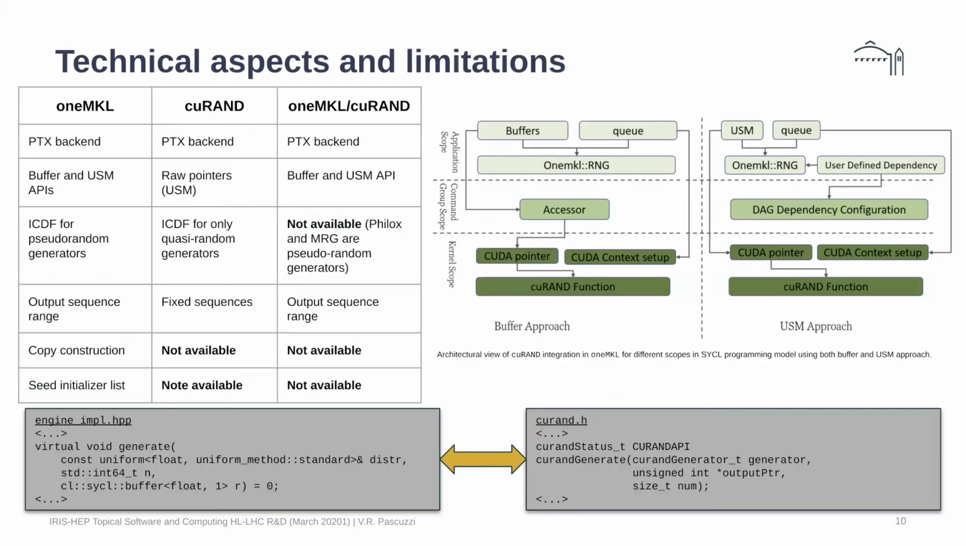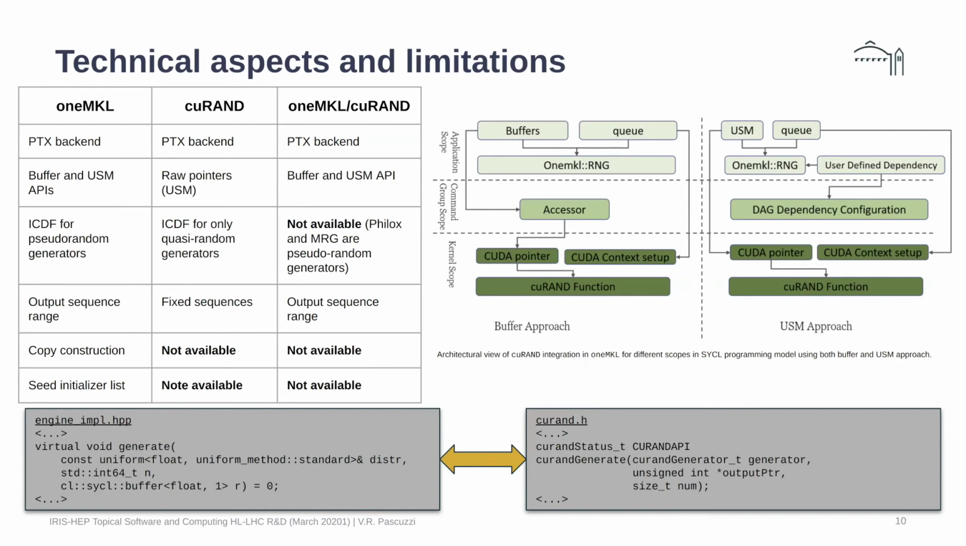So, some technical aspects and limitations of our implementation. I have this table on the top left showing the headings: oneMKL, cuRAND, and then our oneMKL cuRAND backend. Right off the bat, if you want to target CUDA devices, you have to have a compiler that supports parallel thread execution, or PTX. In oneMKL, and in SYCL more generally, we have what are called buffers and USM APIs.